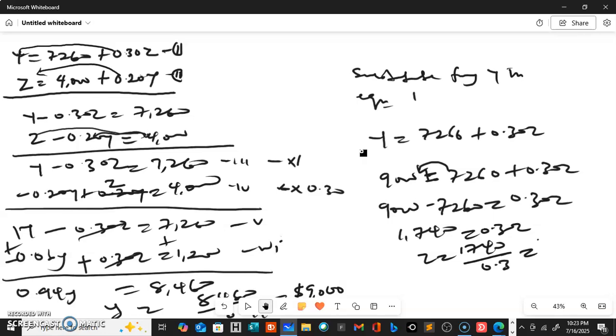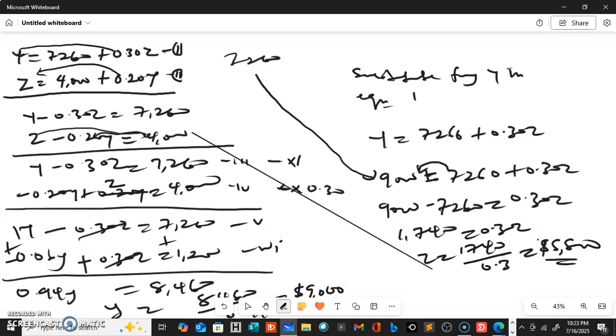So let us use the calculator. That is 1,740 divided by 0.3. That is $5,800. Okay, so let's write that: $5,800. We can see that in the question, y was 7,260, because we have apportioned part of the cost incurred by service cost center Z, so it now became 9,000. Also, Z was 4,000 initially. The total cost became 5,800, as you can see here.